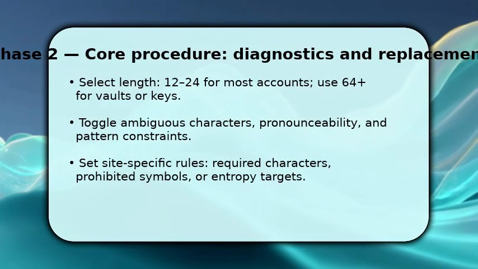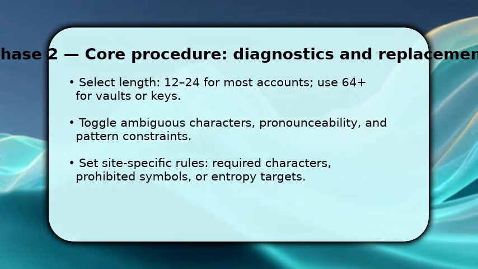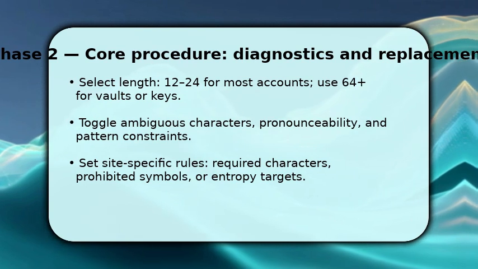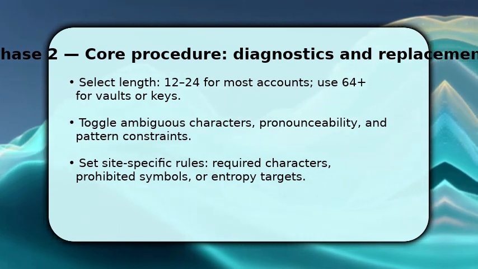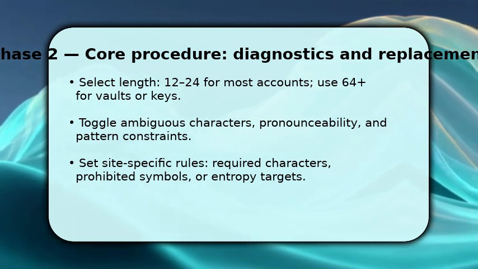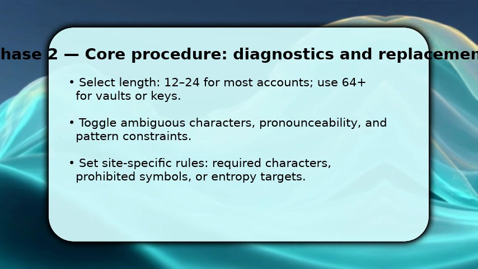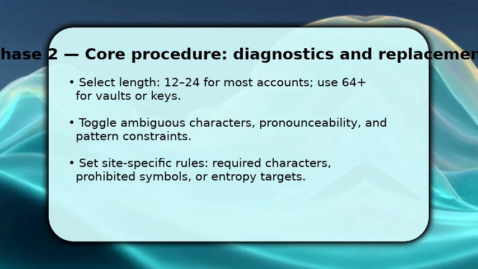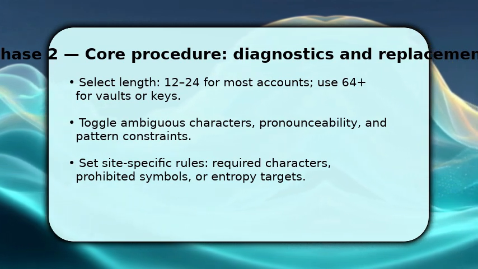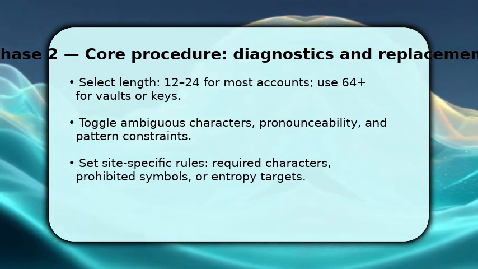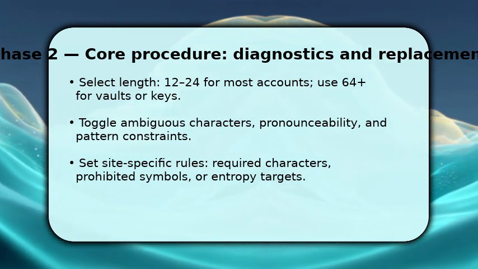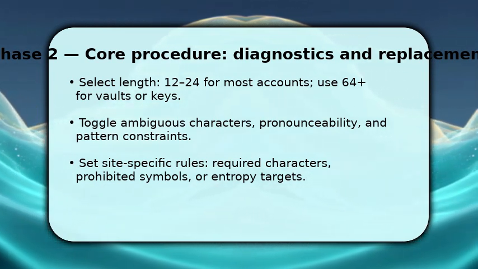Now fine-tune the generation parameters so the password fits the destination. Choose an appropriate length, 12 to 24 characters for regular accounts or much longer for encryption keys, and decide whether to exclude ambiguous characters like O and 0. If you need a memorable structure, enable pronounceable options, but understand that reduces entropy. If security matters more, keep randomness high. Enter any site-specific rules, such as required digits or banned symbols, so the generator.